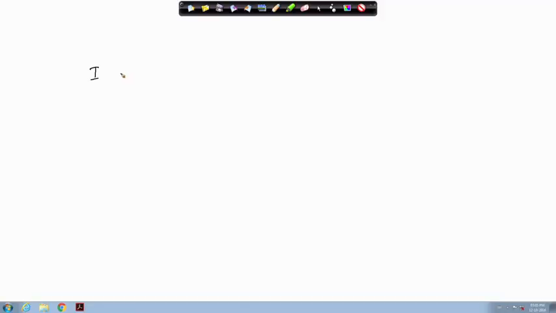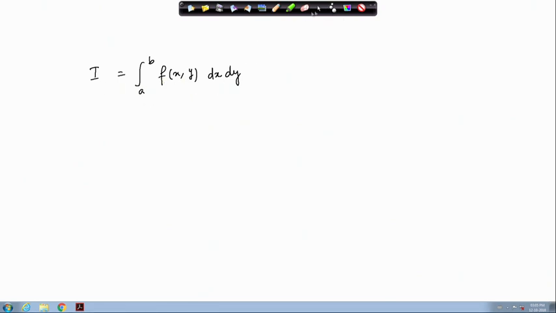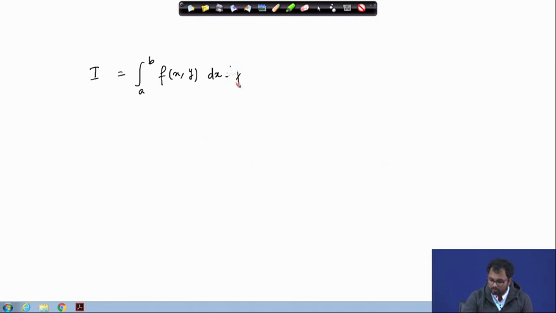Hello students. Up until last class we looked into differentiation under the integral sign, where we learnt how to differentiate an integral of this type, let us say I equals the integral from a to b of f(x,y) dx.